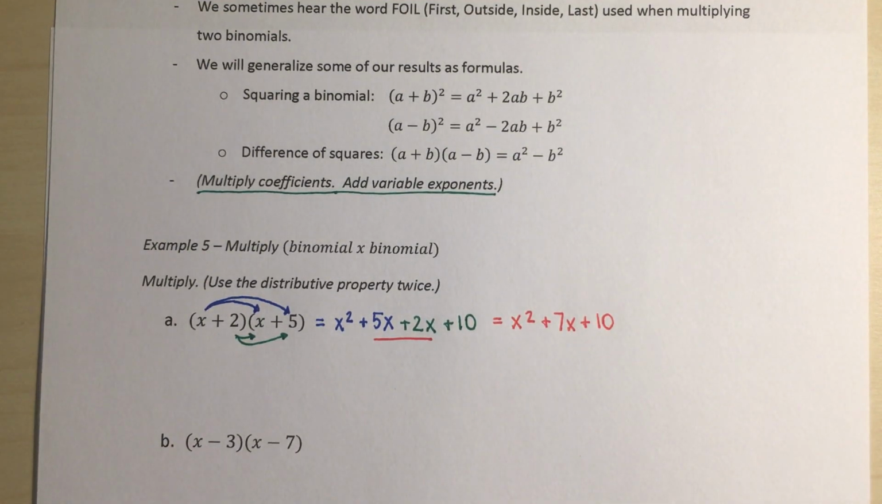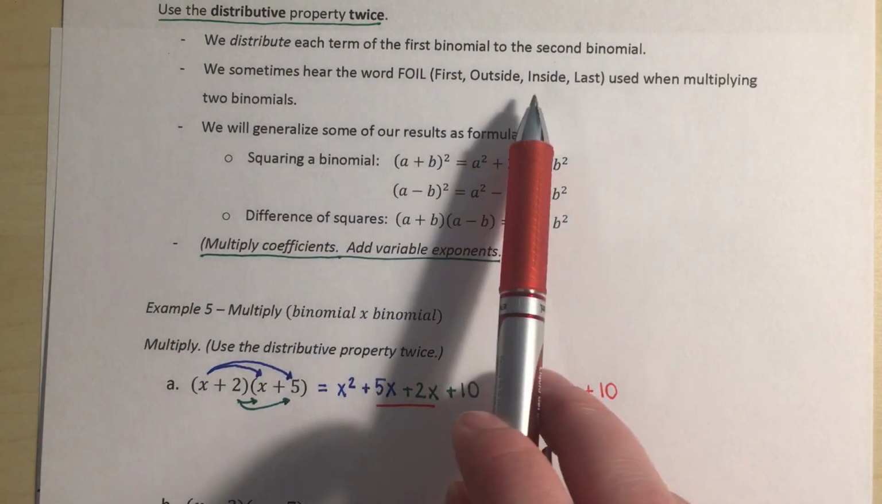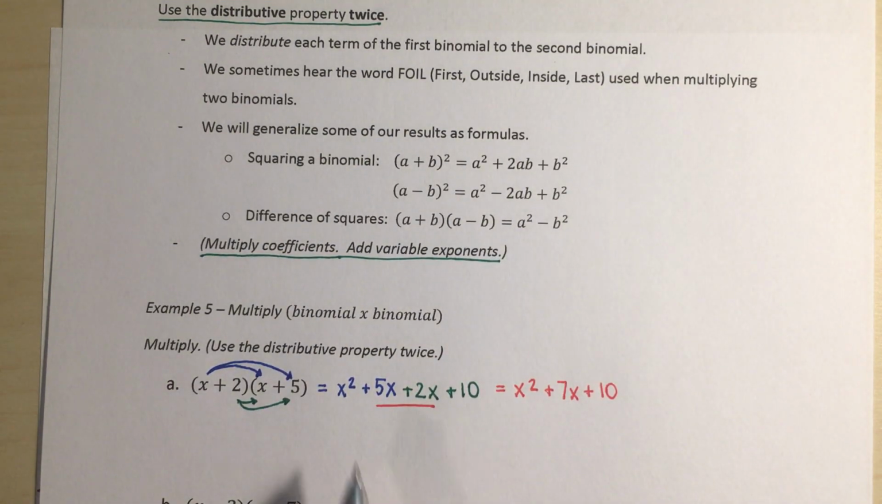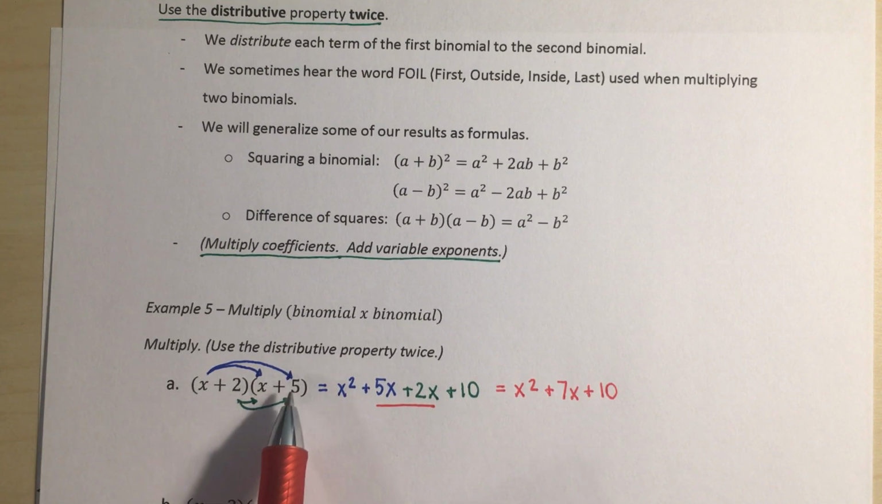Now the shortcut word FOIL comes from this: first, outside, inside, last. To get this x squared, we multiplied the first term of each binomial. To get our 5x, we multiplied our outside terms. To get our 2x, we multiplied our inside terms. And to get that 10, we multiplied the last term of each binomial.